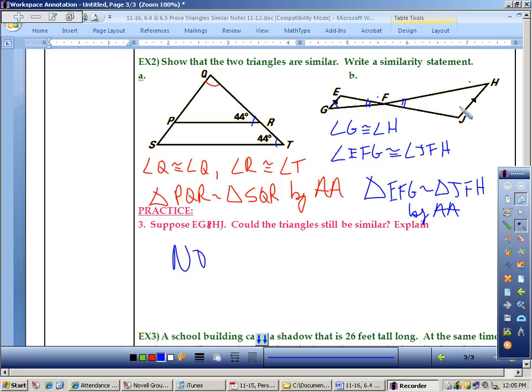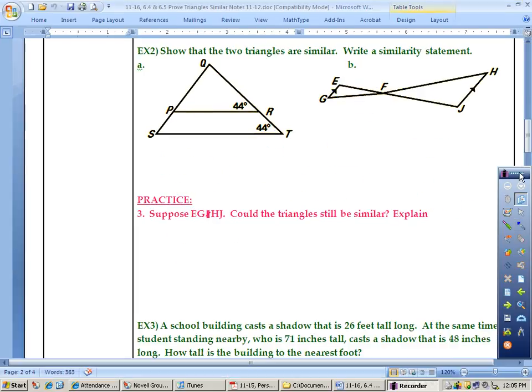Because if these angles were to be congruent, then we would have some of our converse theorems with the parallel lines cut by transversal, and because they are congruent, EG would have to be parallel to HJ. So if they are not or cannot be parallel, then these could not be similar triangles.